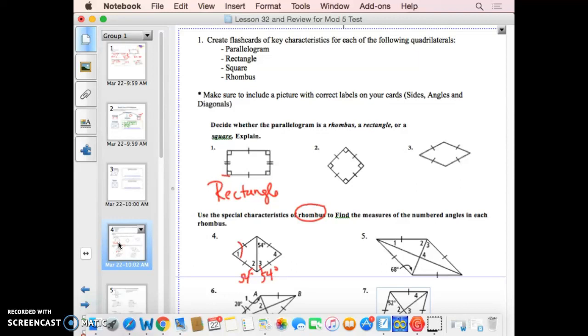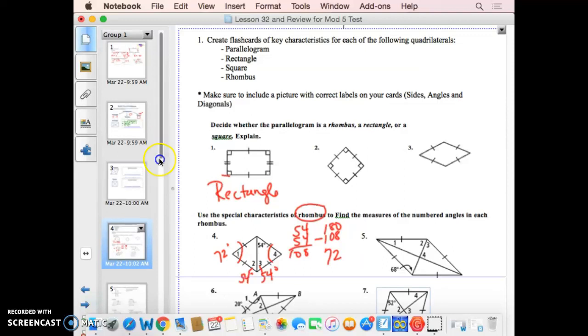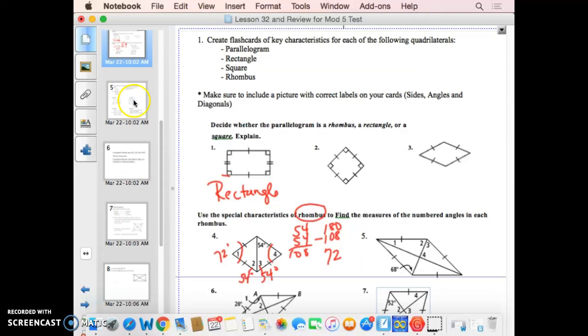And then I also know that this angle and this angle are congruent. Well, these are isosceles triangles. So 54 plus 54, that's 108. So 180 minus 108 is 72. And then this angle here is going to be 72, and this angle here is going to be 72. So you're going to work your way around what a rhombus is to figure out that missing work there.